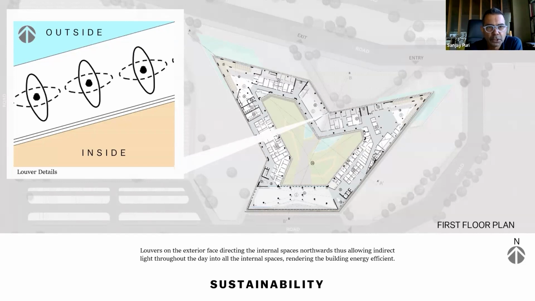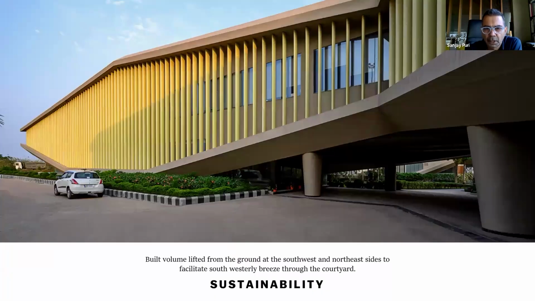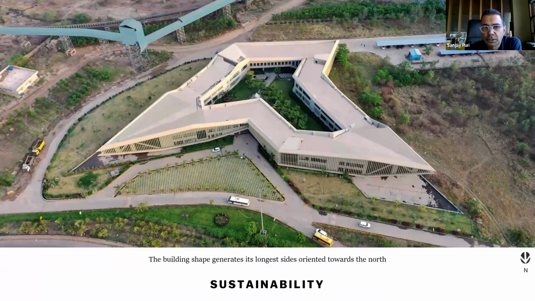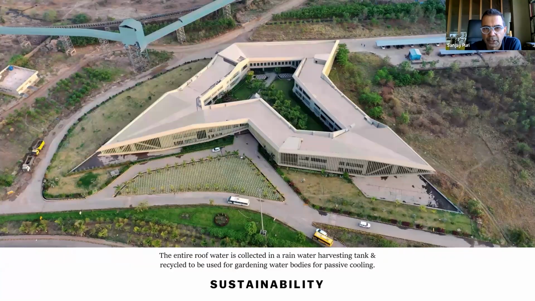So these are the louvers, which are all around the building to regulate the sunlight. Again, here, everything was built with fly ash bricks. And the louvers orient all of the light towards the north. So you get indirect sunlight throughout the day. There is no need for blinds, curtains, or anything within this office space. All the rainwater is harvested, recycled, and reused.